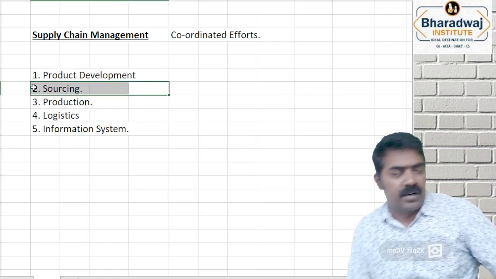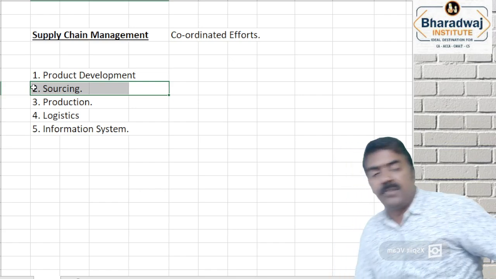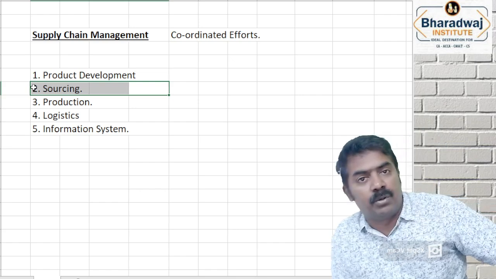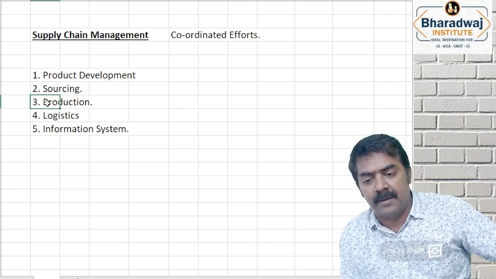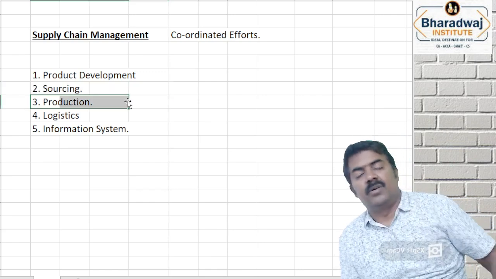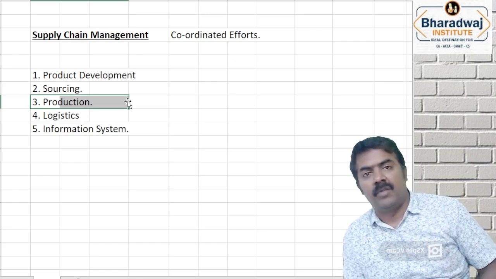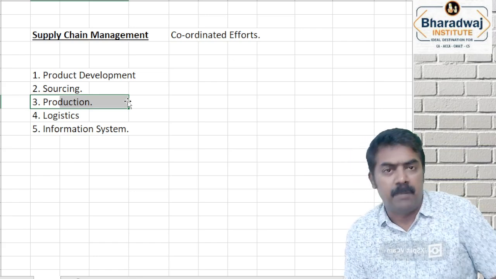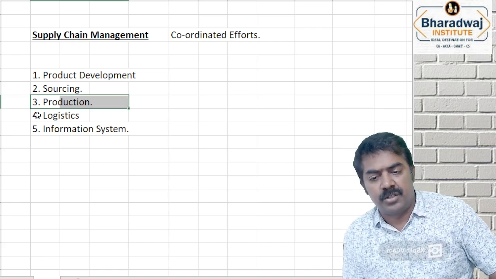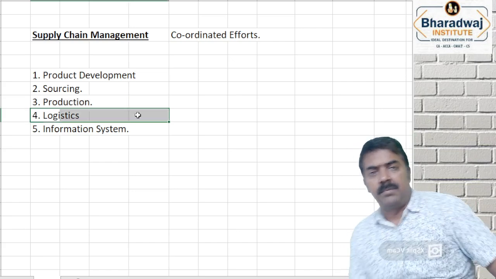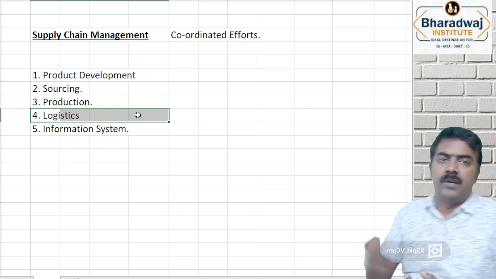That is most important. Sometimes raw materials are purchased from the same place, but if workers are not good, they will spoil the quality of the product. Production process: let it be the mixing, oven process or baking process or whatever, that should be good. Logistics: sometimes you may sell the product to different places.